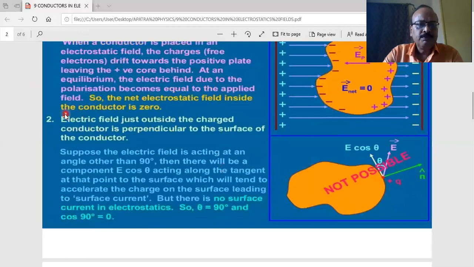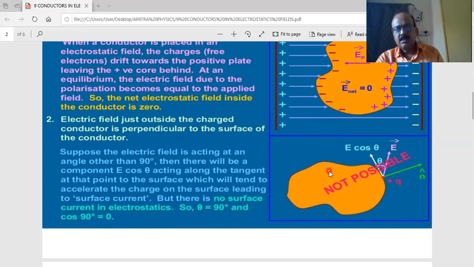Now, point 2, behavior 2: electric field just outside the charged conductor is perpendicular to the surface of the conductor. Suppose the electric field is acting at an angle other than 90 degrees. Then there will be a component E cos theta acting along the tangent at that point to the surface, which will tend to accelerate the charge on the surface, leading to surface current. But there is no surface current in electrostatics. So theta is 90 degrees and cos of 90 degrees is 0.